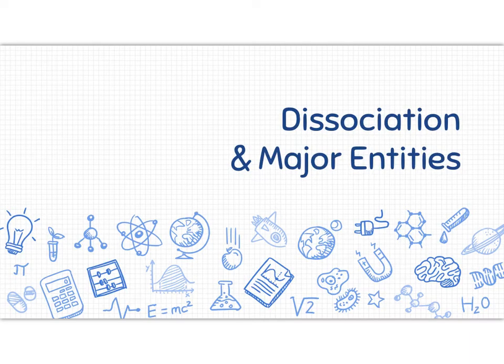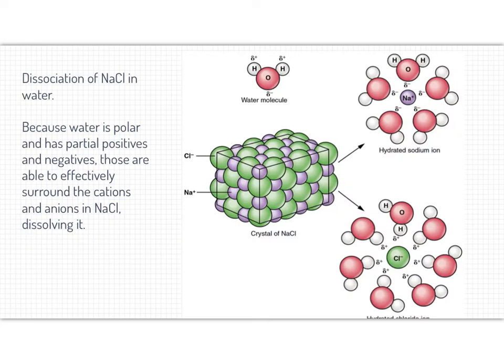Taking a look at dissociation and major entities here today. So dissociation describes dissociating or breaking apart, particularly in water. In this case, we're looking at the dissociation of NaCl in water, and you can see that NaCl is a crystal structure when it is a solid, meaning the ions are packed together, unable to move.